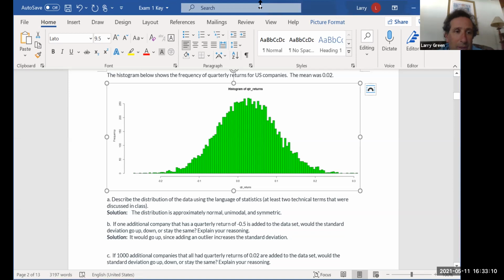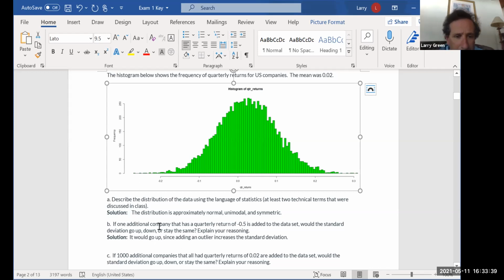For the next one, the distribution, what I was looking for is unimodal, symmetric, normal. Those are the statistics words we've used to describe a distribution like this. Approximately normal is probably better than exactly normal, but this is about as good a normal as it gets for real world situations. Any questions on that?